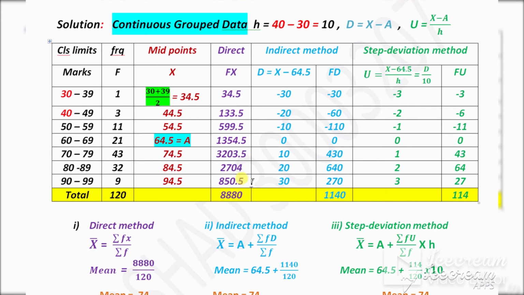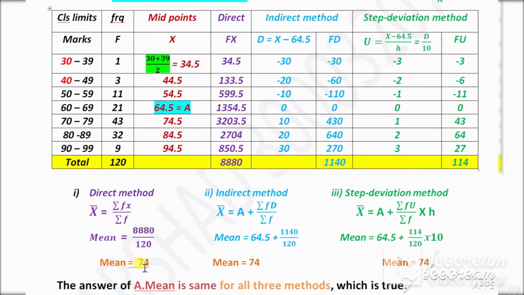Now summation fx, this is summation fx. So summation fx divided by summation f. Summation f is this one. So divide the two numbers, we will get mean. Mean is 74. Now for the second part, this one is for direct method. For direct method we need only fx. For indirect method we need these two columns.